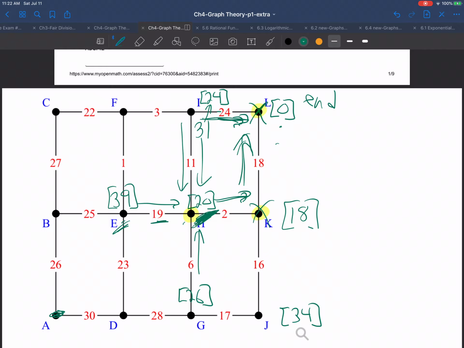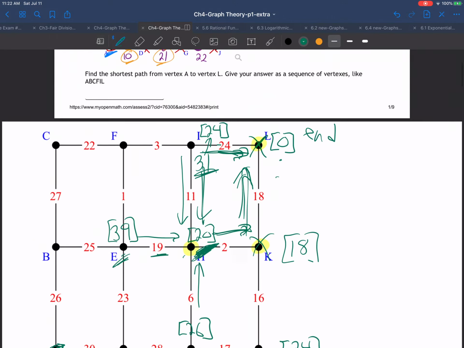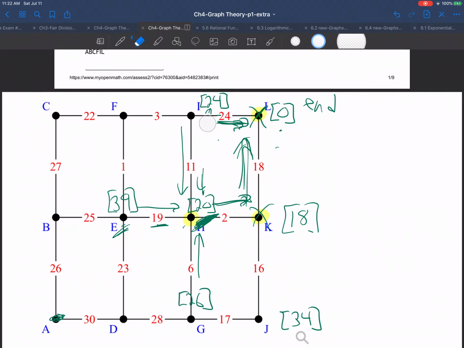So you always keep the lowest number because you want the shortest route from that point to the end. Right? 31 is a different route from I to the end, from I to L. A long route where you go down, over, and back up, which takes 31, that's not better. We're going to stay with the 24. That's what it means down here when it says, if it is longer than the previously recorded distance, don't record it. That's what Dijkstra's method meant there. So I'm not going to record the 31. Forget about the 31. We've already got a 24, which is lower. We're trying to get the lowest distance from every point to the end.